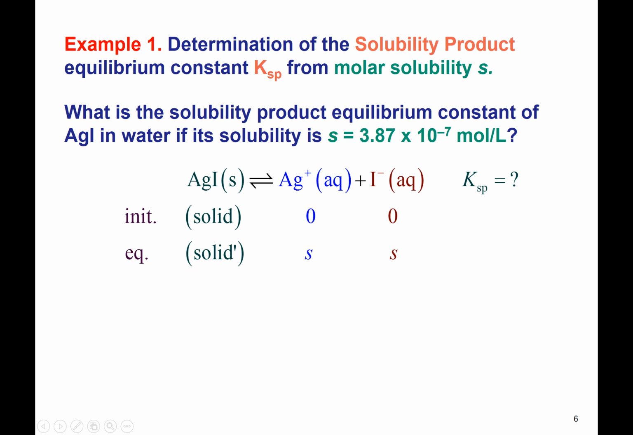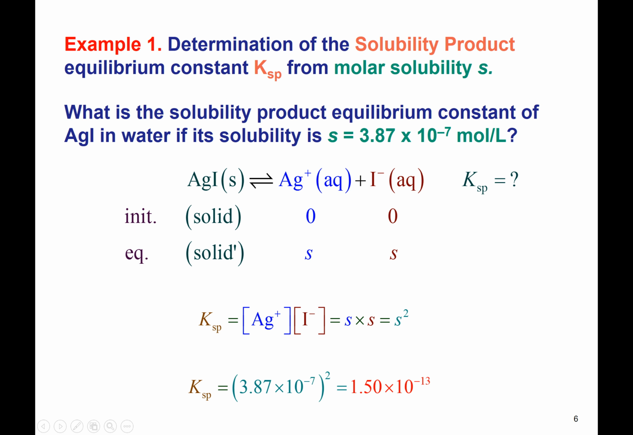So if S moles per liter of silver iodide dissolves, S moles per liter of silver and S moles per liter of iodide are produced. As before, the solubility product in this case is the concentration of silver cations to power 1 times iodide anions to power 1, because the stoichiometric coefficients are ones. These concentrations at equilibrium, we read them from the equilibrium line. Each of them is a solubility, and the product is solubility squared.